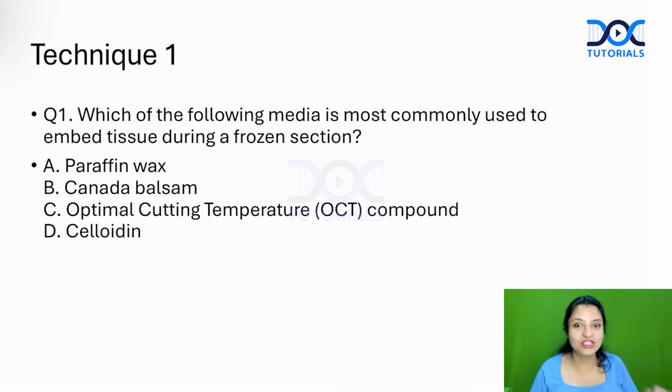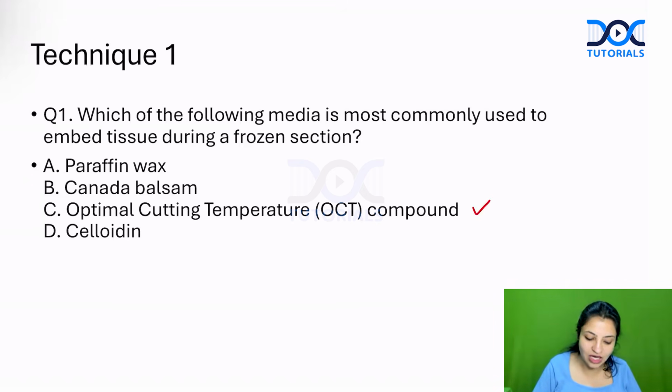So now here is the shocking news. For frozen sections, we never use paraffin. Paraffin is used for routine embedding. So when you put the tissue in formalin, only then we will use paraffin. So paraffin is never used for frozen section. So that's the first point home that you're going to take.